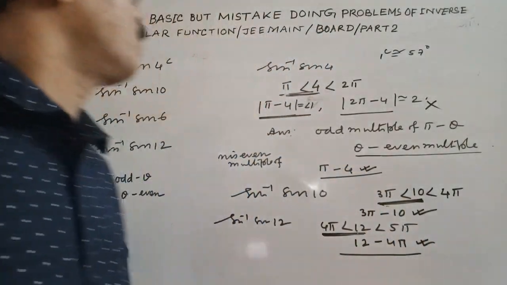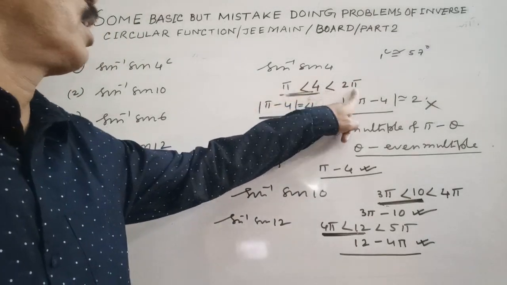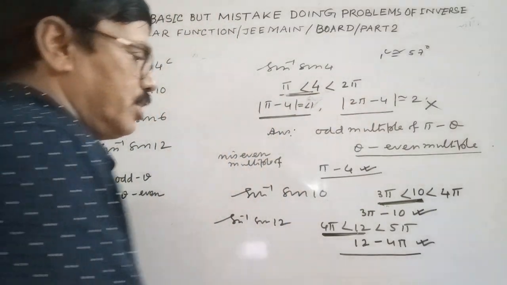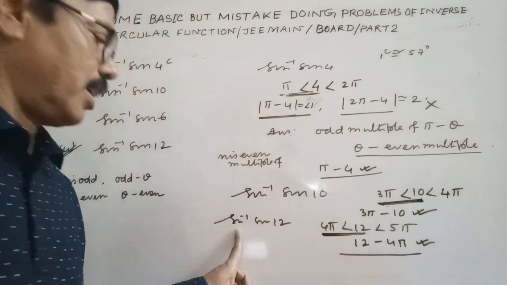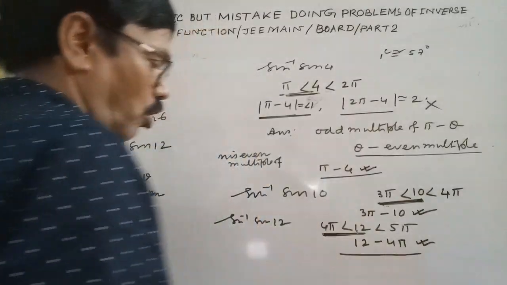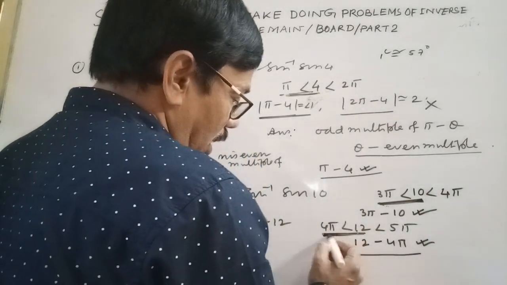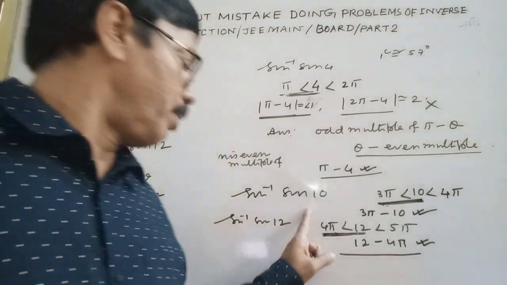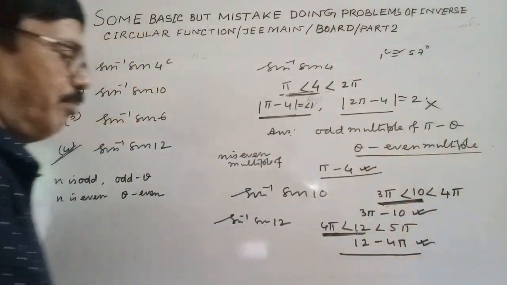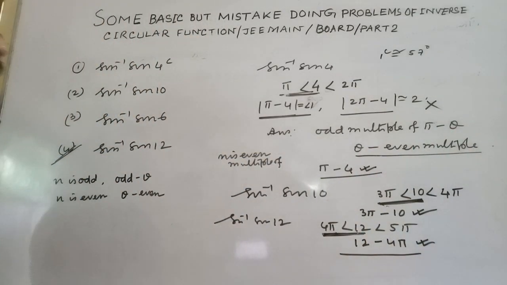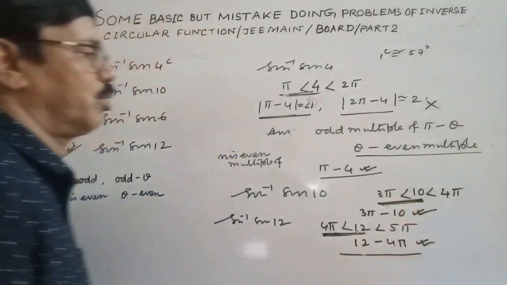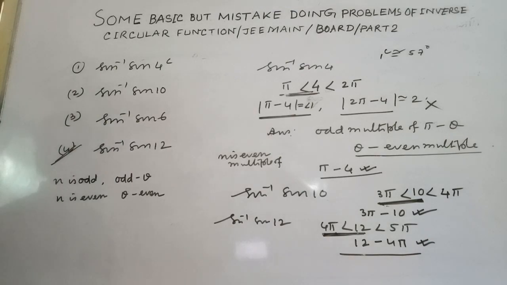So express the given angle in terms of multiple of pi. Take the difference. You look at which difference is small. In this case, 4 pi minus 12, this difference is small. Now you look whether it is an even multiple or odd multiple. This is an even multiple of pi. So the answer will be theta minus even multiple. Theta minus even multiple, so 12 minus 4 pi.